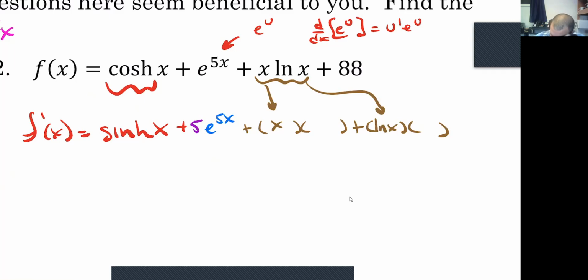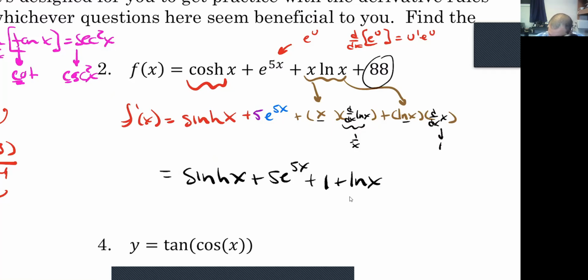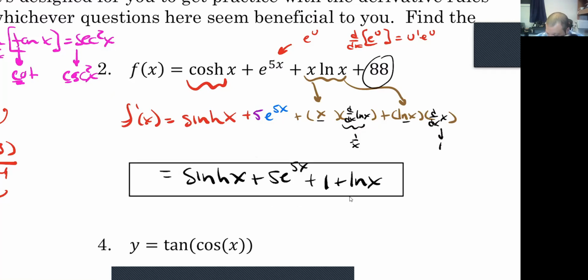So this would be the derivative of the natural log of x, which is 1 over x. This would be the derivative of x, which is just 1, right? So I can clean this up. I would get the sinh of x plus 5e to the 5x. X times 1 over x is just plus 1. Natural log times 1 is just the natural log. And this 88 just goes off towards 0. So here's our derivative. I'll do one more in this video.